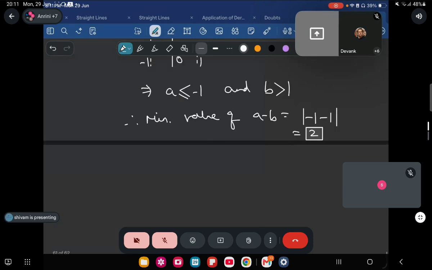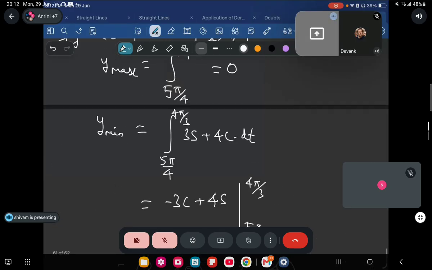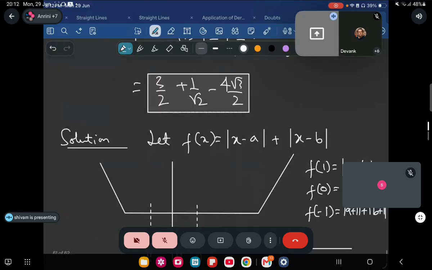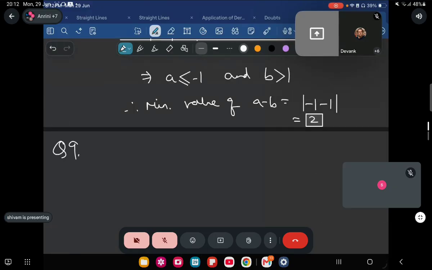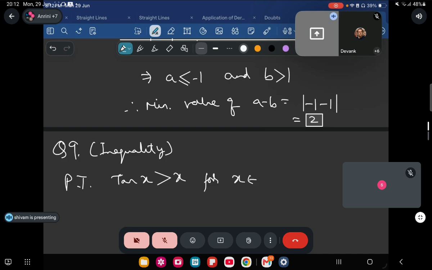Okay. Let us solve some problems on inequality. Question number 9. Inequality. Prove that tan x is greater than x. Using calculus, you do it. Before, I have done it with limits, if you people remember. I have done it with geometry also. You have to prove that tan x is greater than x for x belongs to 0, comma pi by 2. Prove it.